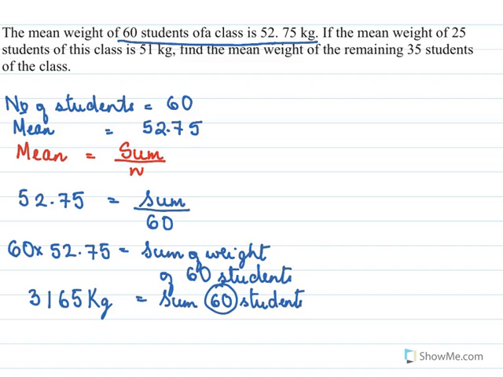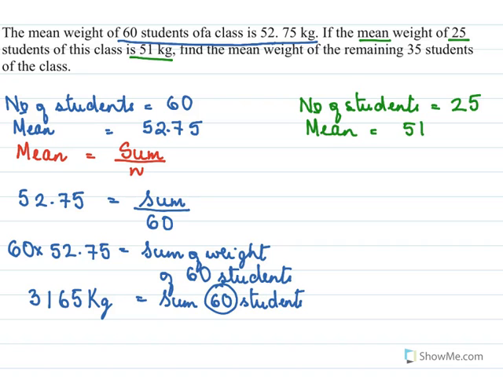Now in the second part of the sum, they say the mean of 25 students of a class is 51. So now they are taking a part of the class. Here the number of students is only 25, and the mean of those students is 51. So again, mean equals sum over number of observations.